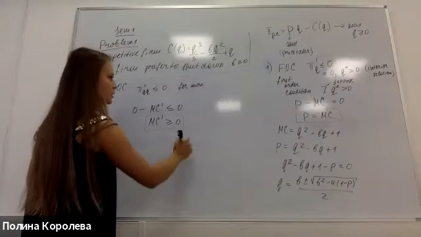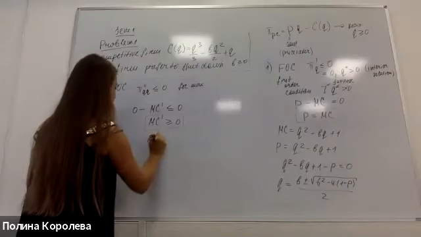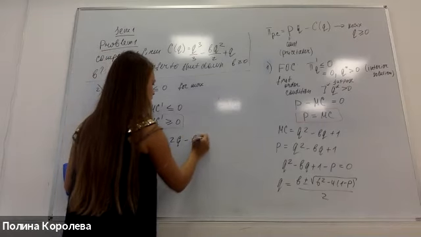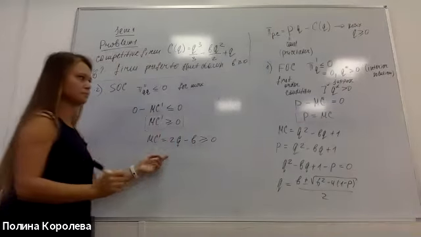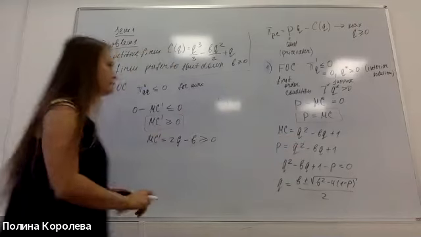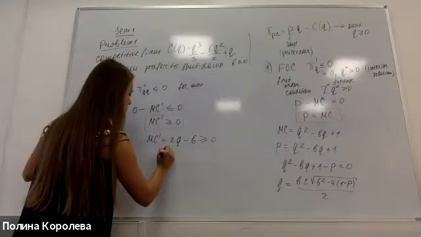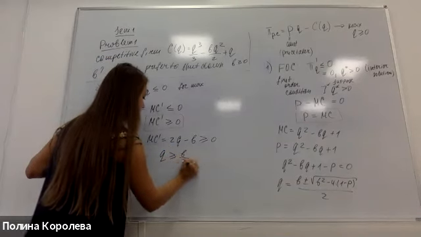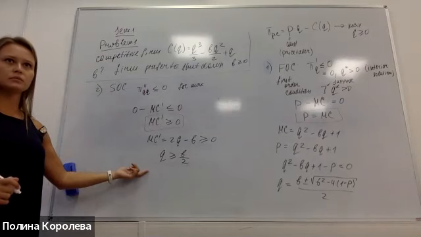Let's check. MC prime equal to 2q minus b should be greater or equal to 0. I took the derivative. So quantity should be greater or equal to b divided by 2. You see.